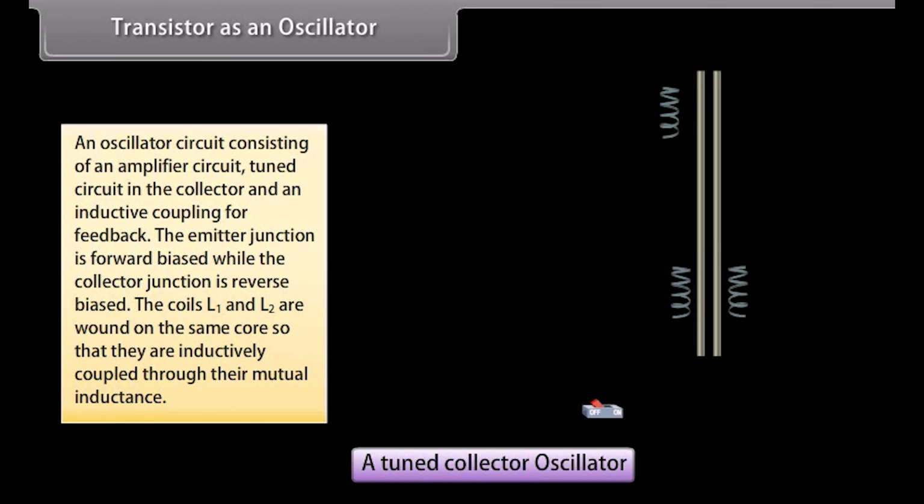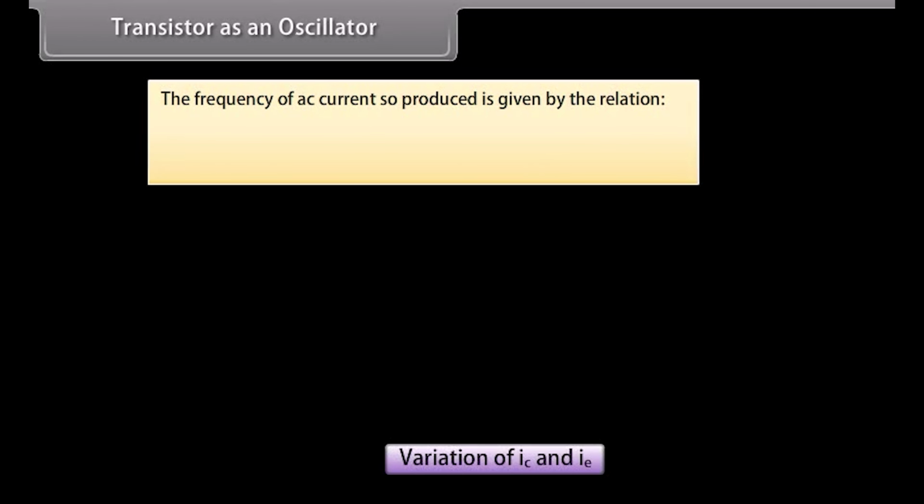On reaching saturation, collector current stops varying, hence the induced EMF in coil L vanishes. The frequency of the AC current so produced is given by the relation f = 1/(2π) × 1/√(LC).